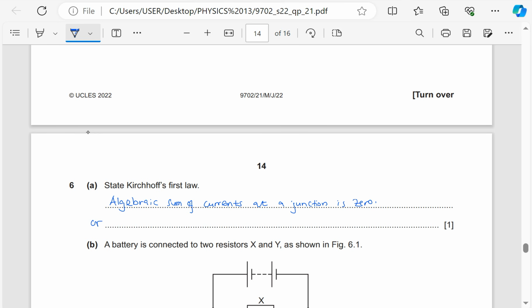Or you can put it this way: the word sum should be in your statement. The sum of currents into a junction should be equal to the sum of currents out of the junction. The sum of currents into a junction is equal to the sum of currents out of a junction. That is Kirchhoff's first law.